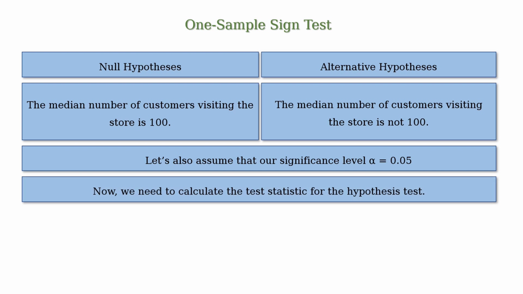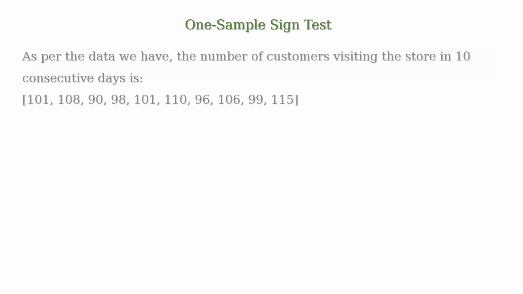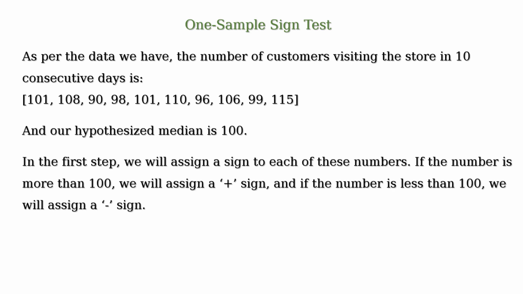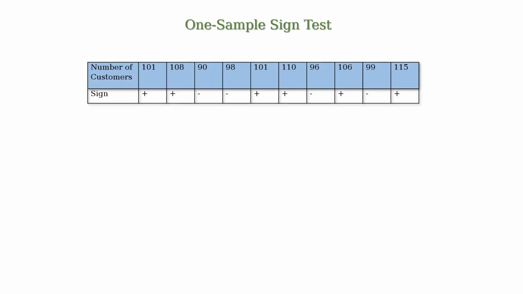Now, as per the data we have, the number of customers visiting the store in 10 consecutive days is like the following. And our hypothesized median is 100. So, in the first step, we will assign a sign to each of these numbers. If the number is more than 100, we will assign a plus sign, and if the number is less than 100, we will assign a minus sign. So, after assigning the signs, the data looks like the following.